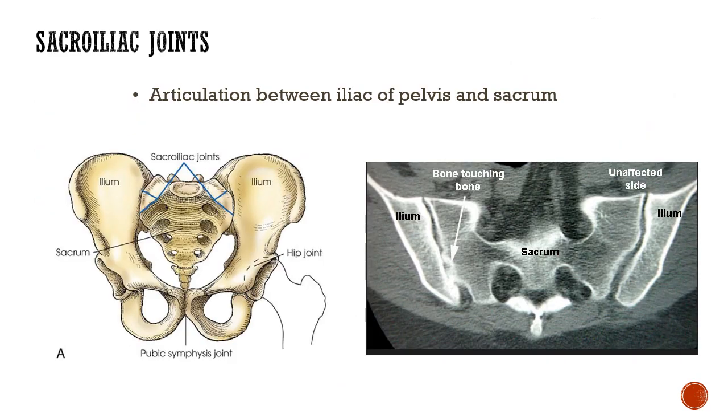SI joints are the articulation between the ilium of the pelvis and the sacrum. So we've got this bone touching bone over here on this CT scan, but over here on this one on the left, the patient's left side is the unaffected side, there's not a problem. So we've got these SI joints that lie at a 25 to 30 degree angle in the patient's body.